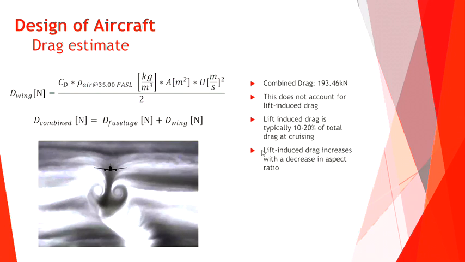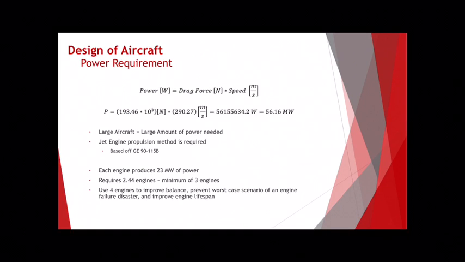But being that the lift-induced drag equation is a function of the aspect ratio, and with lower aspect ratios comes a higher induced drag, I'm expecting that we're going to be significantly higher than this, since we have an aspect ratio of 4 when typical aspect ratios are from 6 to 10. The power required to maintain cruising conditions, which was found by multiplying the cruising velocity by the drag force, was found to be 56.16 megawatts.